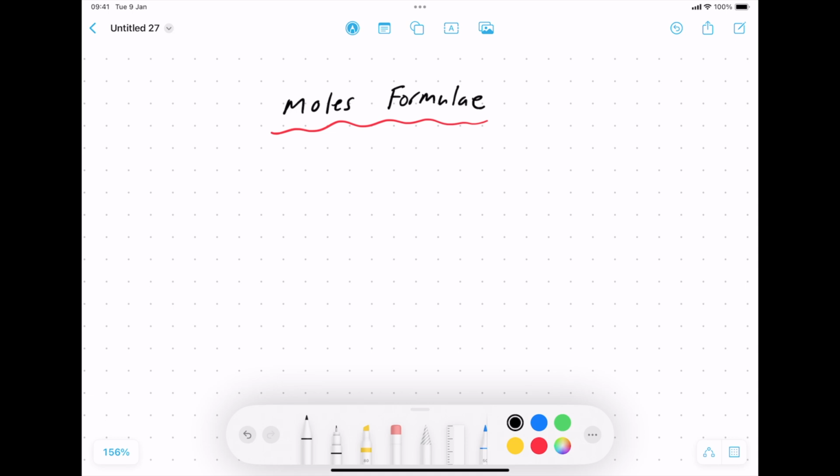So, in science, we have solids, liquids, and gases. And for each state of matter, there is a moles formula. So let's take a look at what they are. For solids, the moles is equal to mass over the relative formula mass of the molecule. The mass has to be in grams.